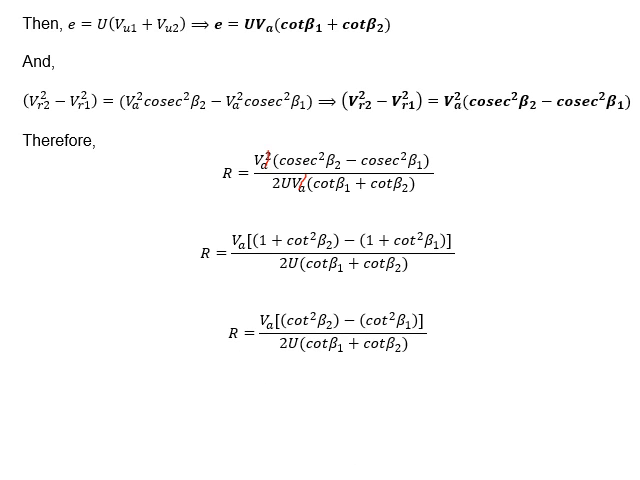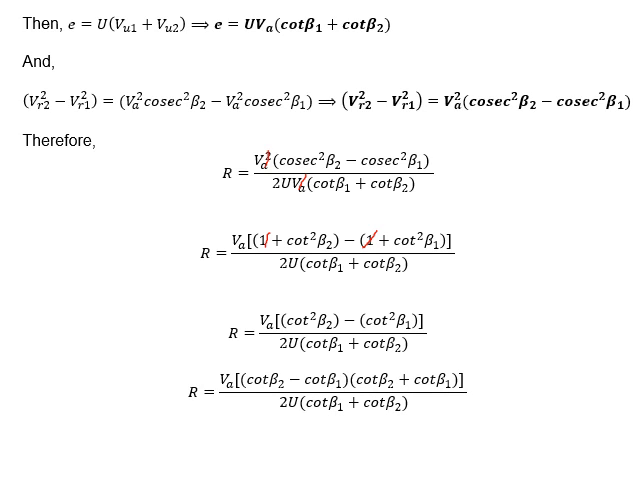So after that, the degree of reaction R is equal to V of A. If you open up these brackets, 1 plus cot square beta 2, then in the second term minus 1 minus cot square beta 1, the plus 1 and minus 1 will get cancelled. The remaining terms in the numerator are V of A into (cot square beta 2 minus cot square beta 1), and the denominator is 2 into U (cot beta 1 plus cot beta 2).